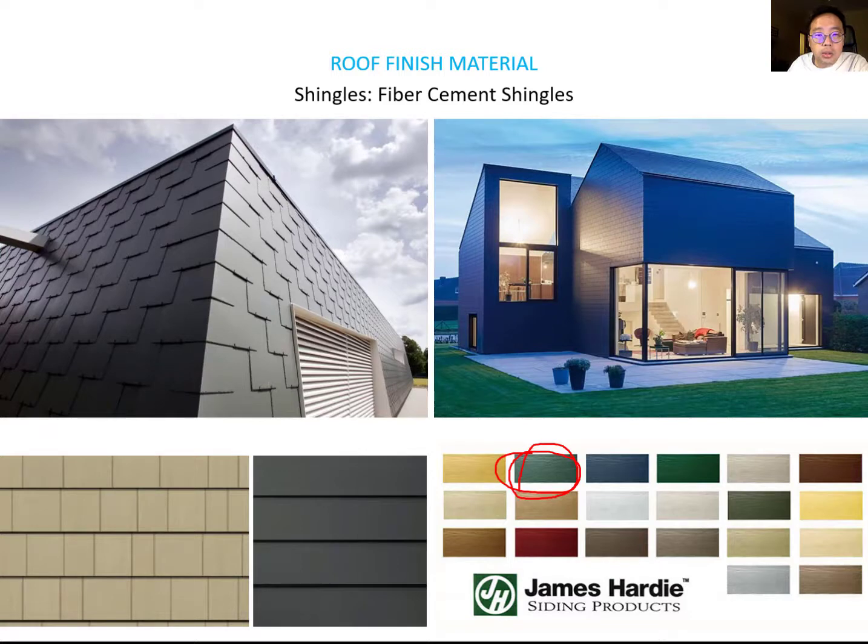So there are a lot of different options to use for the roof, and the James Hardie siding product you can also use for the wall. It also has very good performance, and it protects against the weather very well. So for this reason, the fiber cement shingle is pretty popular to use for the roof and the wall as well.